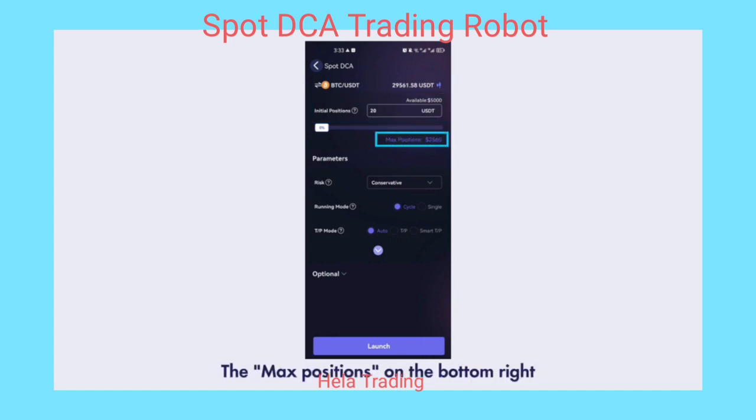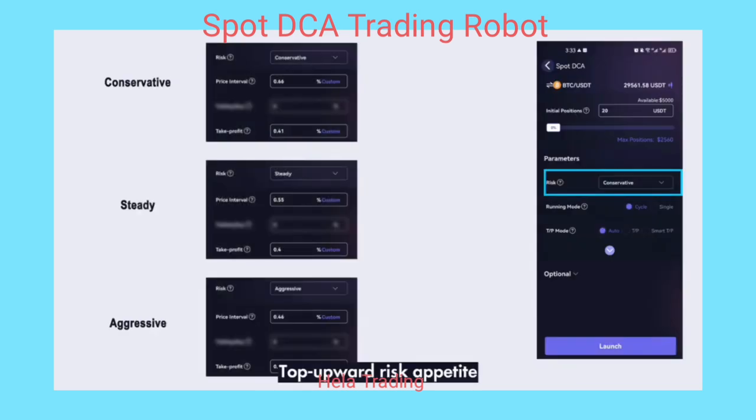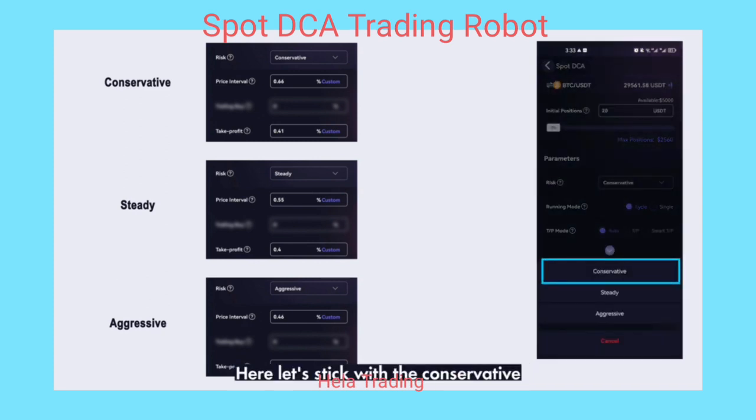The max positions on the bottom right is the maximum amount you're willing to invest in this bot, calculated from your initial positions, max orders, and multiplier. The higher your risk appetite, the more the default price intervals and take profit will gradually decrease. Here, let's stick with conservative.